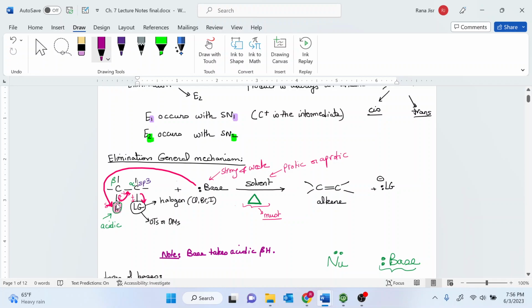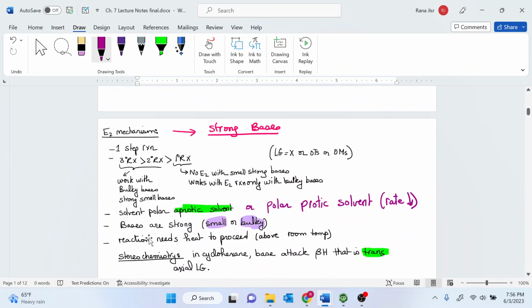The hydrogen needs to be in a different plane than the leaving group because the leaving group has lone pairs around it. So the base cannot come from the same side as the leaving group because both have lone pairs. They're going to repel each other. So this is why the hydrogen needs to be taken by the base in a different plane, form a double bond, and the leaving group needs to leave.